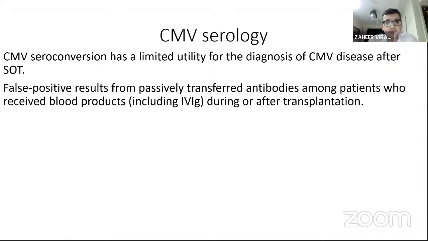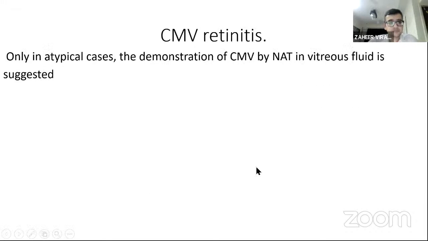Seroconversion in transplant patients has a very limited utility because they are immunocompromised and they might not seroconvert. Also, like I mentioned in the beginning, if they have received blood products or if they have received IVIG, you might get a false positive CMV IgG.